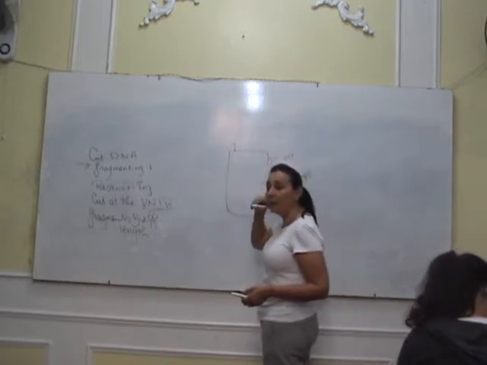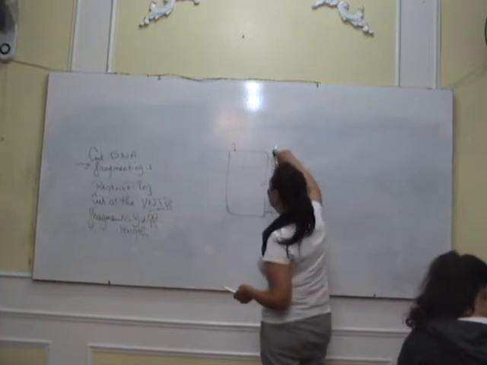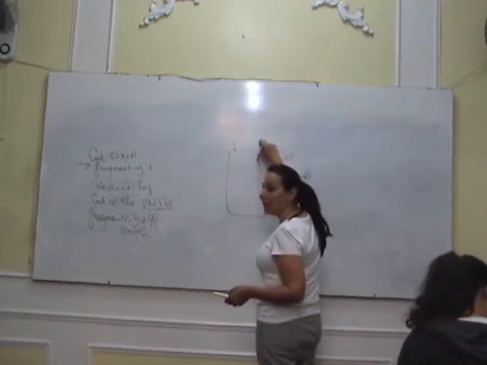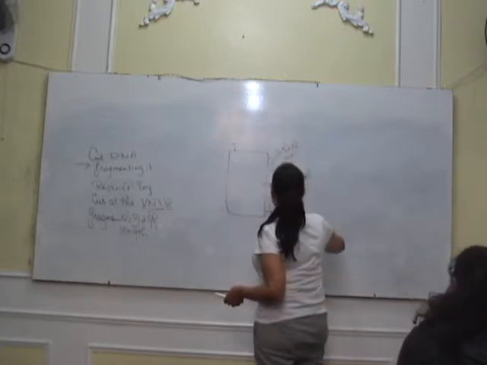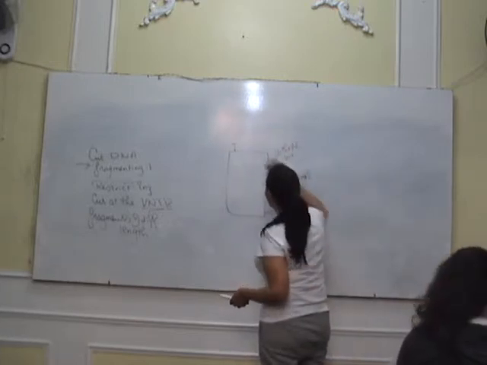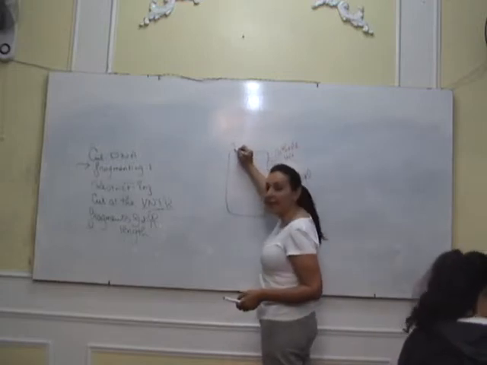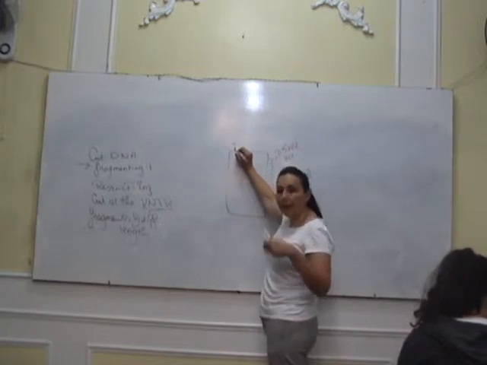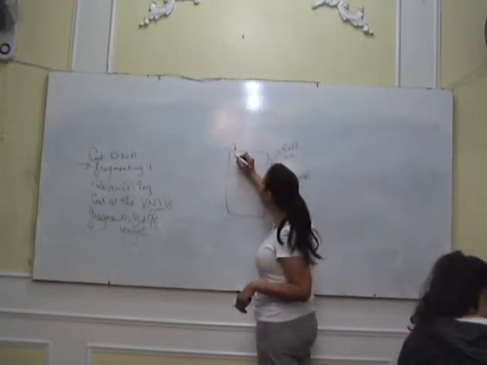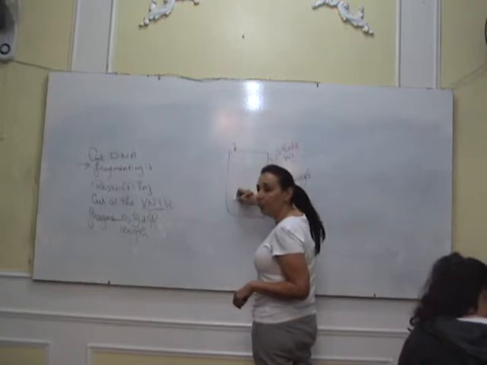We are loading at the cathode, the negative side. That's the cathode, and that's the anode. We load the DNA fragments in the wells at the cathode side, and then we apply the electric field so the fragments will start to move.